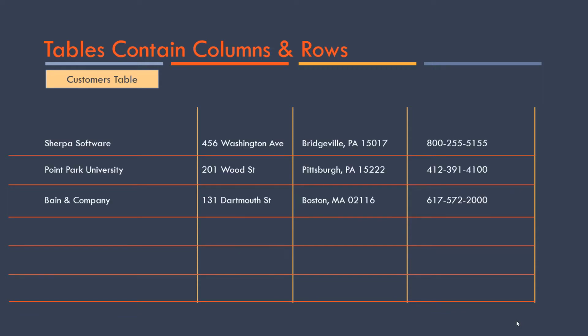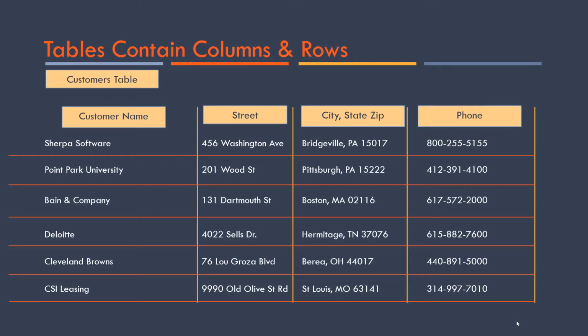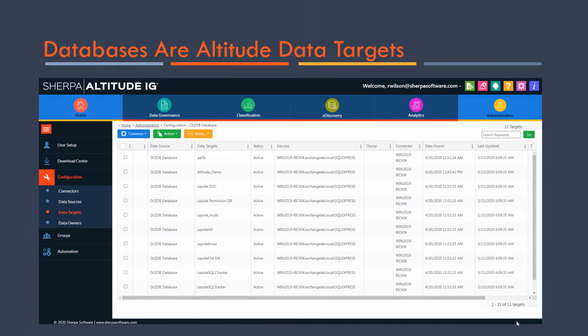Now that you have a core understanding of database tables, columns, and rows, let's take a look at how that information appears inside of Altitude. After installing the Altitude OLEDB agent, we configure a data target search to query a specific database server. That query returns a list of database data targets, as shown here in the Altitude dashboard. Those database data targets can now be searched in an Altitude data governance workflow.